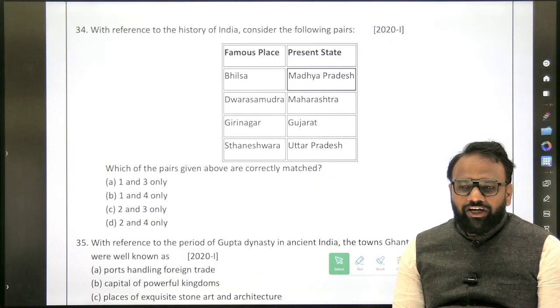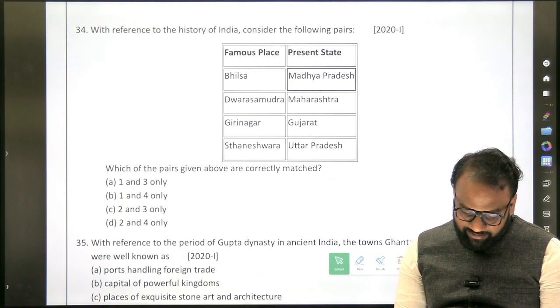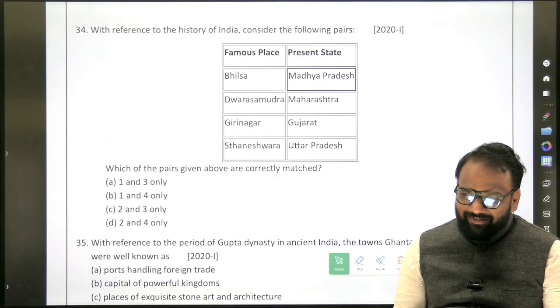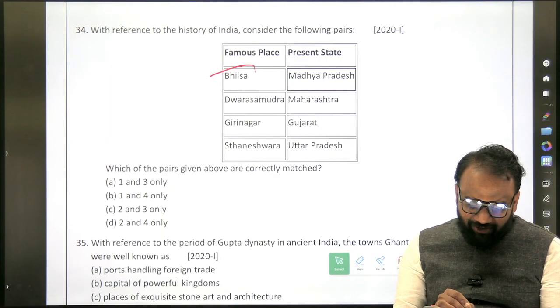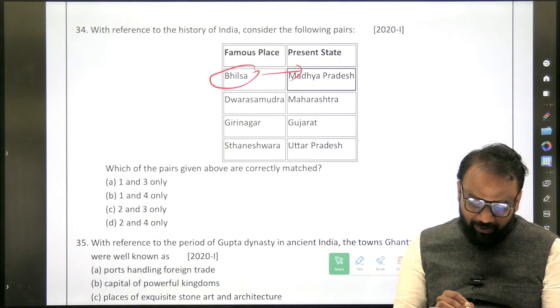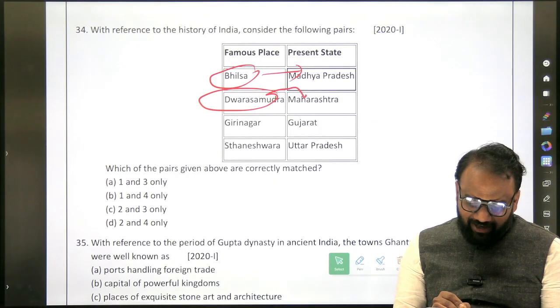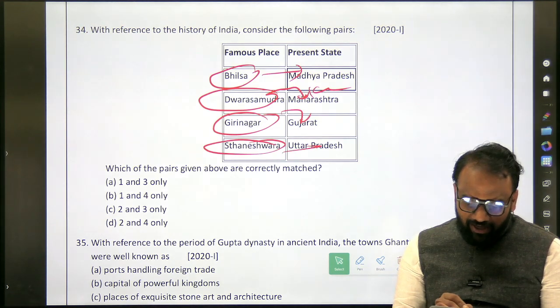With reference to history of India, consider the following pairs. Okay, so what's the answer? Bilsa is located in the state of Madhya Pradesh. Very good. Dwara Samudra? Karnataka. It should be Karnataka, it is not Maharashtra. Girinagar? Okay, Gujarat. Staneshwar? Haryana.